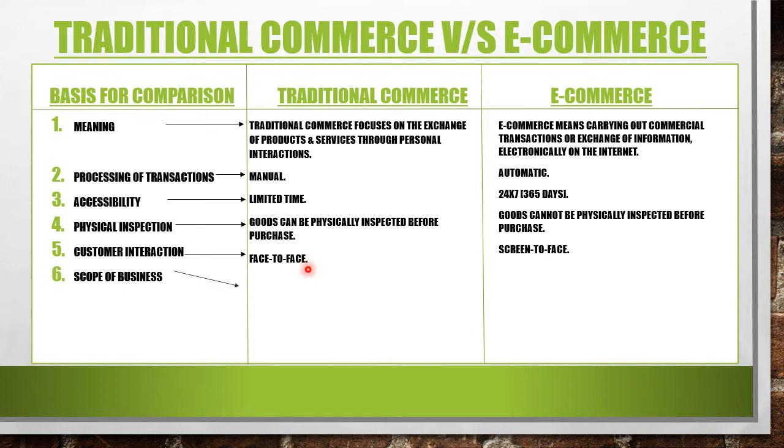Then the next point is scope of business. In traditional commerce, it depends upon the area, limited to a particular area. What is the meaning of limited to a particular area? It depends upon the area where the shop is placed. Depending upon that area, how the people are, what type of things they can buy, whether they can afford costly things or not. Depending upon that area, the traditional commerce market will be there. Business will be limited to that area only. It will run only in that much area.